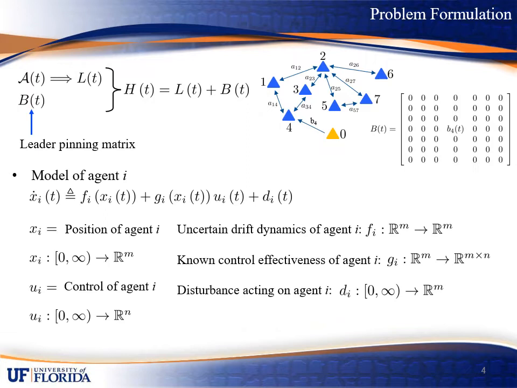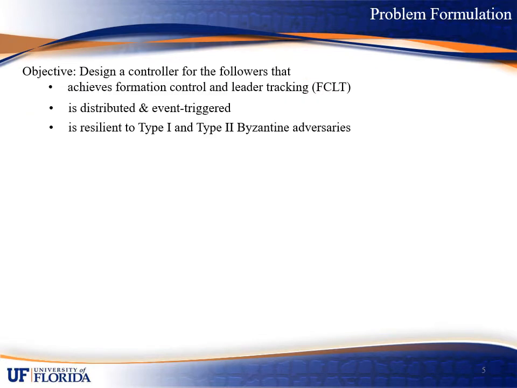The model of agent i is the control affine model with an additive disturbance term where x_i, u_i denote the state and control input of follower i respectively, f_i denotes the uncertain drift dynamics, g_i denotes the known control effectiveness matrix, and the disturbance acting on agent i is denoted by d_i. The objective of this work is to design a controller for the followers that achieves formation control and leader tracking, is distributed and event triggered, and is resilient to both type 1 and type 2 Byzantine adversaries.